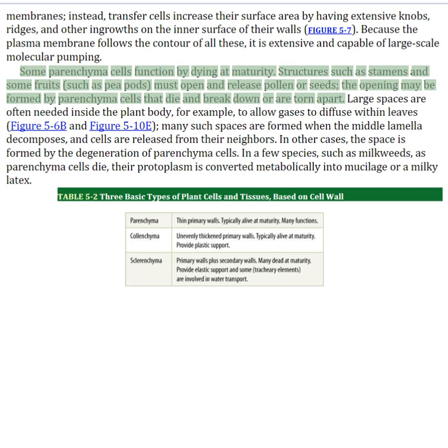Some parenchyma cells function by dying at maturity. Structures such as stamens and some fruits must open and release pollen or seeds. The opening may be formed by parenchyma cells that die and break down or are torn apart.